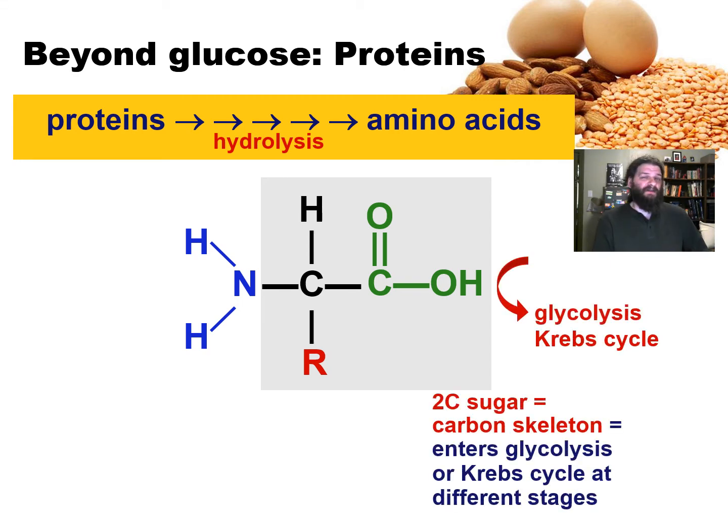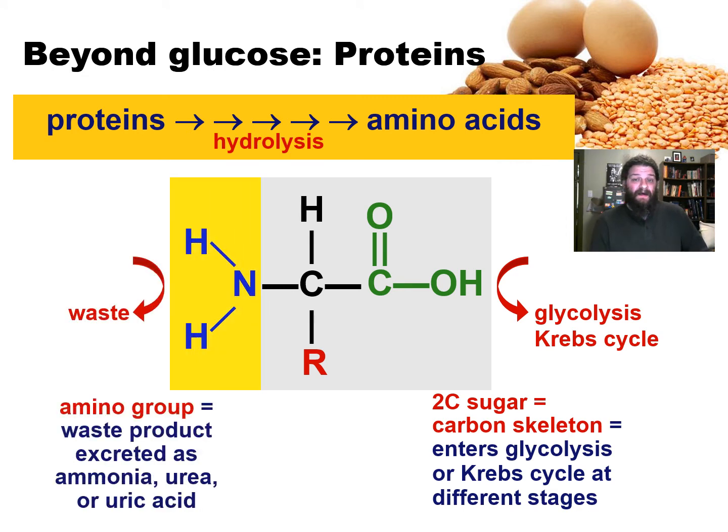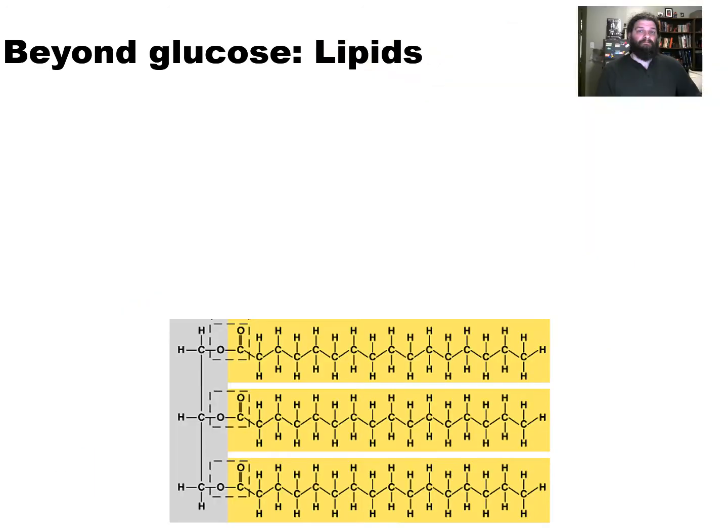So this is going to enter the Krebs cycle or different areas of glycolysis, depending on what the side chain, what the R group is. But it does represent quite a bit of work, and it's not going to get as much energy out because we have to put some energy in. So this has to be deaminated. The amine group has to come off, and that nitrogen has to be excreted as either ammonia or urea or uric acid, depending on the organism that we're talking about.